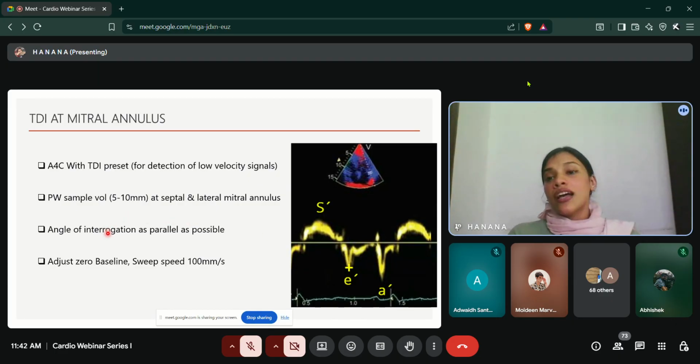The angle of interrogation should be as parallel as possible. It is very important, because if the apical four chamber view is shifted, like if the window is here, the value will be misinterpreted. So you should be very careful with the alignment of your view and the alignment of the cursor. It should be as parallel as possible, the zero baseline should be in the middle, and the sweep speed should be 100 millimeters per second.